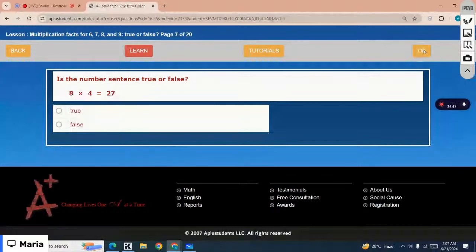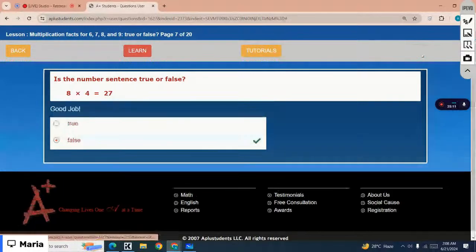Is the number sentence true or false? 8 times 4 is 27. False it is, right? 8 times 4 is 32, not 27. So false it is.